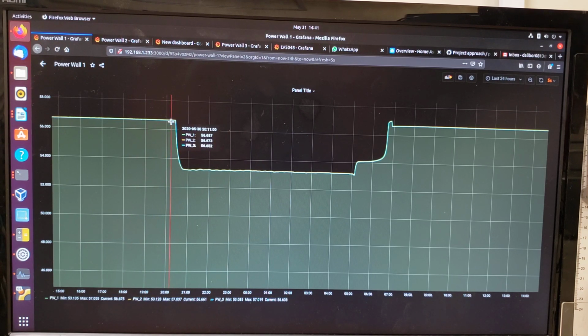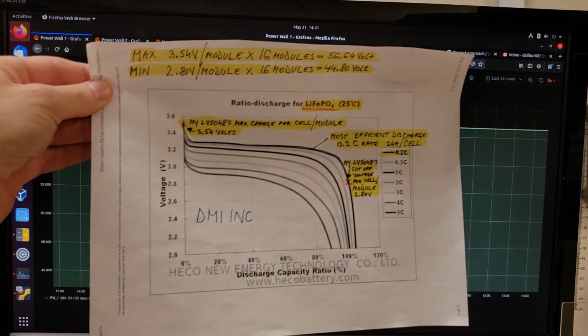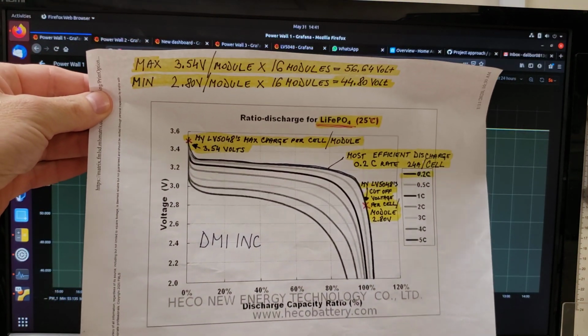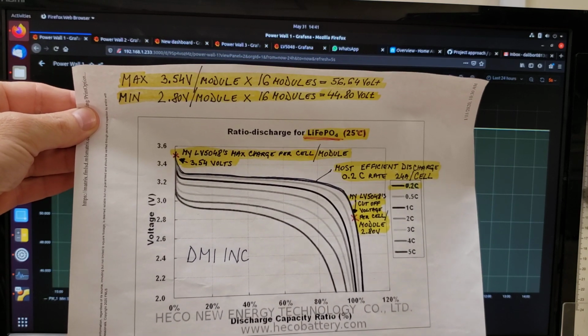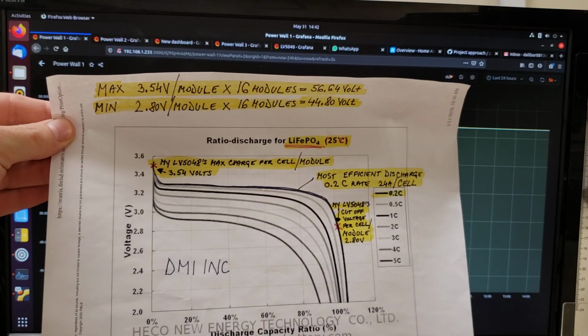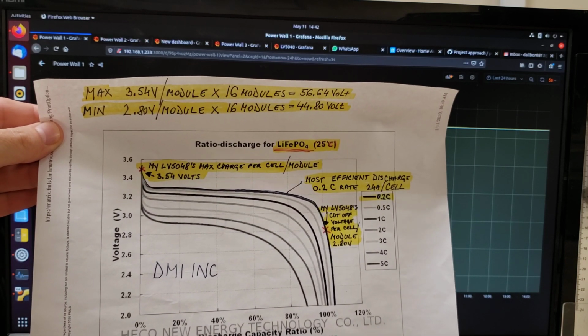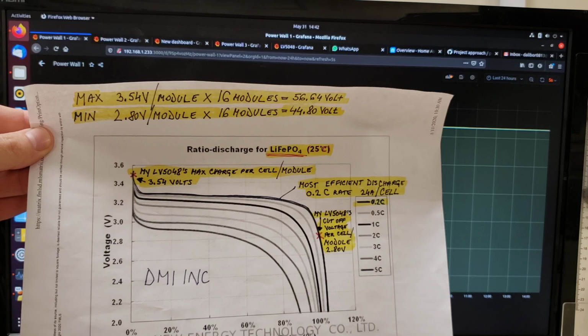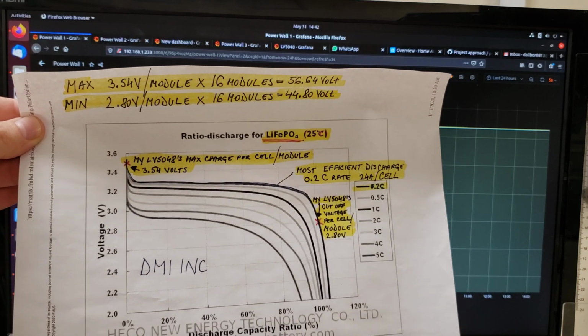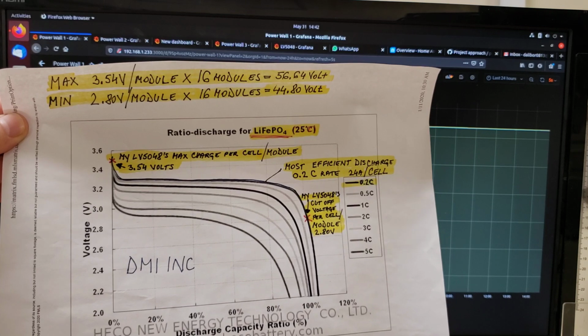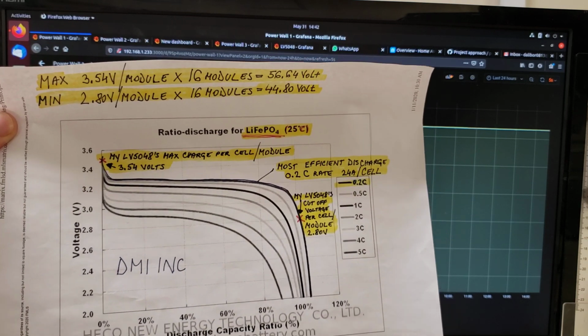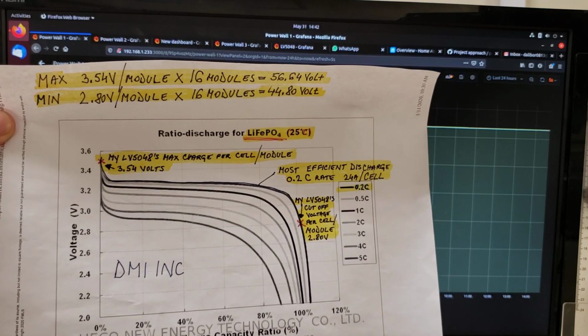Now guys, understand this is less than a 0.2C discharge rate. And if you remember my battery talk video, you will remember this graph that I used. You can see that my maximum power wall voltage is 56.64, and the maximum discharge, meaning the minimum voltage, is 44.8. And then down on the graph, we see the discharge rate voltage profile at a 0.2C rate.